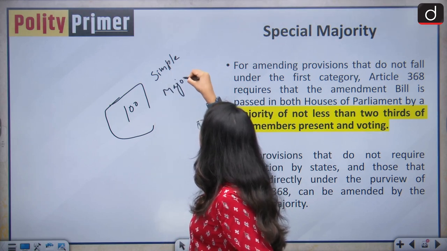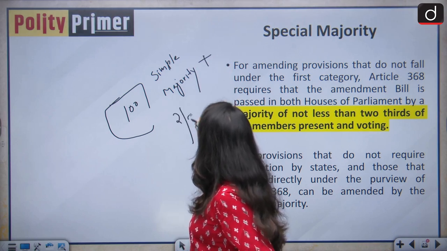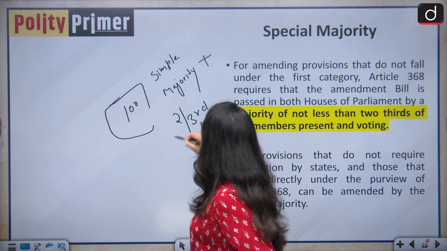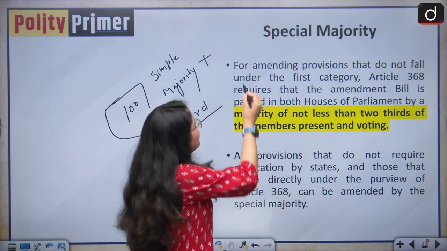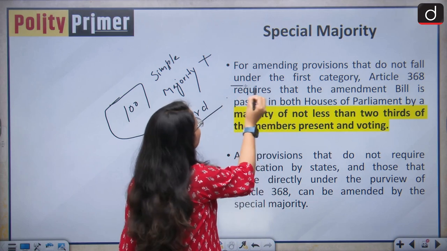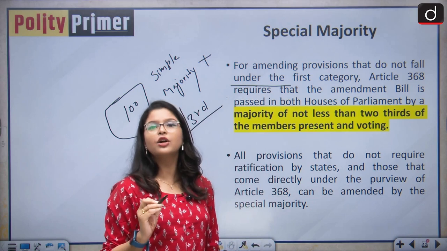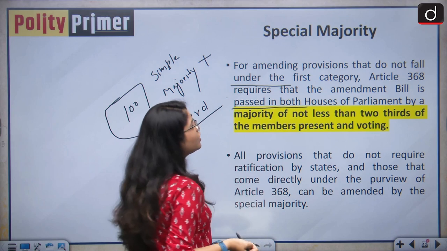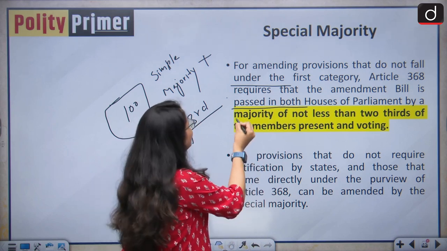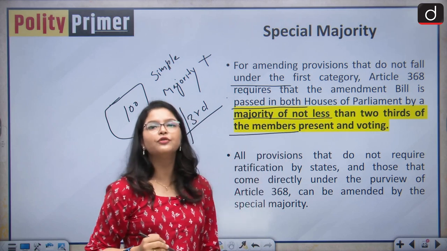Majority plus 2/3 members should also vote in its favor, and then it will be special majority. For amending provisions that do not fall under the first category of Article 368, that is the category of simple majority, it requires that the amendment bill is passed in both the houses of parliament by a majority of not less than 2/3 of the members present and voting.